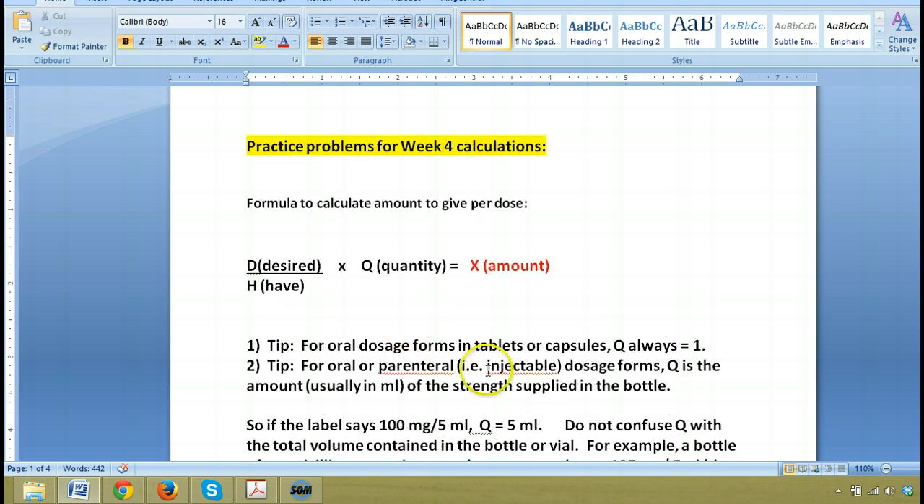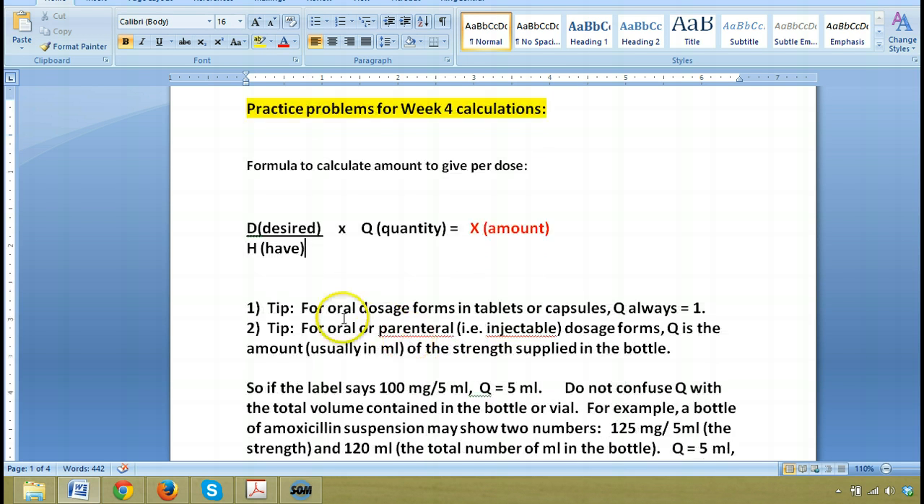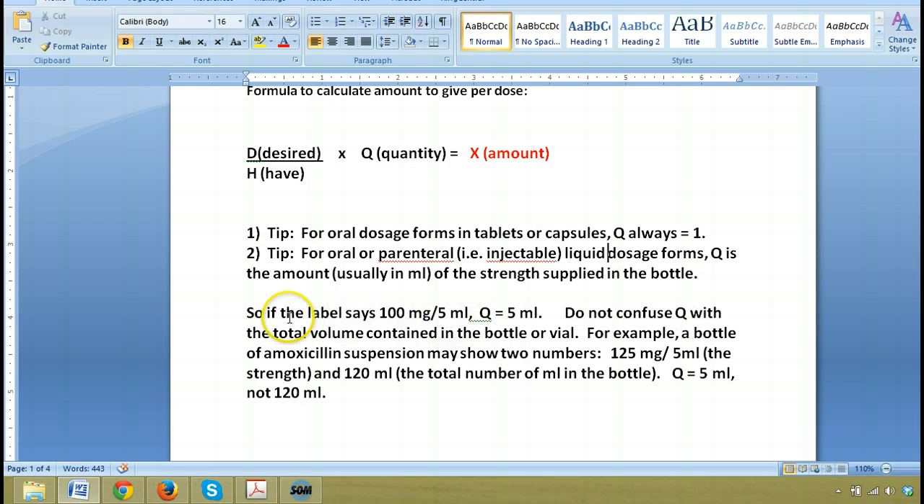A couple of tips. If you have an oral dosage, a solid oral dosage form in tablets or capsules, for example, Q, this quantity, will always be 1. Again, that'll make sense when I go through some problems. If your dosage form is a liquid, an oral or parenteral liquid form, then Q is going to be the amount, usually in mLs, of the strength supplied in the bottle. So what does that mean? If we have a label that says 100 milligrams per 5 mLs, the Q is going to be 5 mLs.